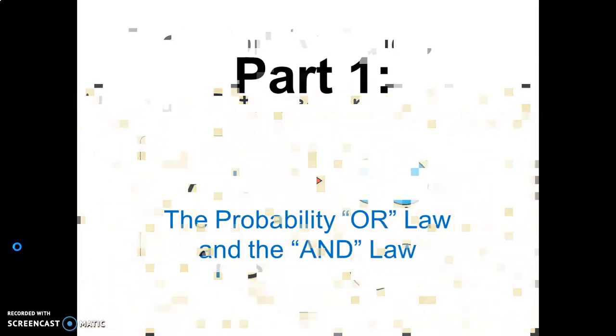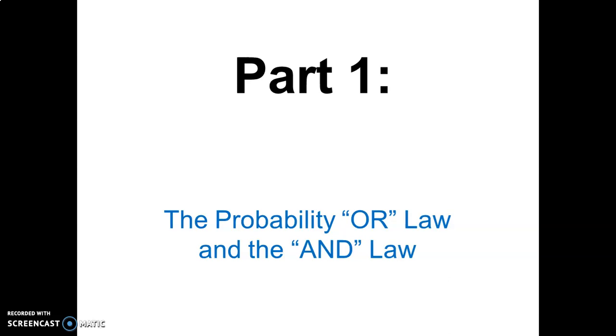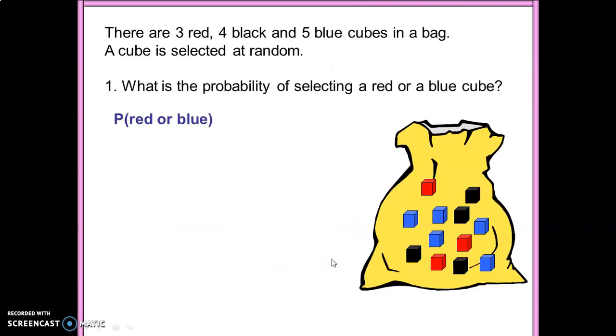This is part one or lesson one of a 3-video series on this topic. In this lesson, we'll talk about the probability OR law and the AND law. We're going to begin with some examples, which will then lead to the formulas we need to know from this section. Let's begin with this.